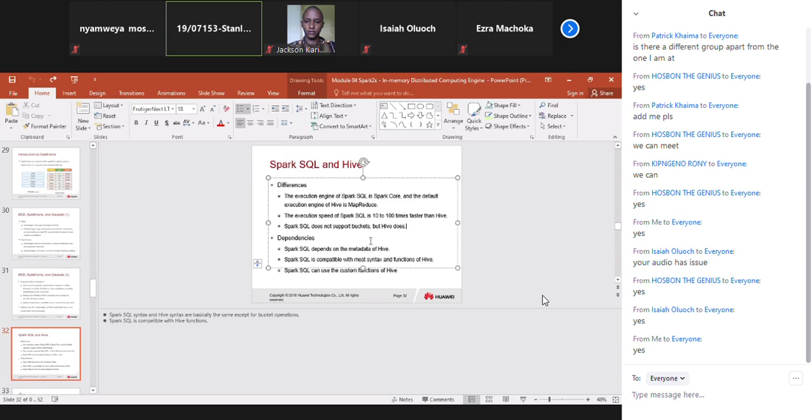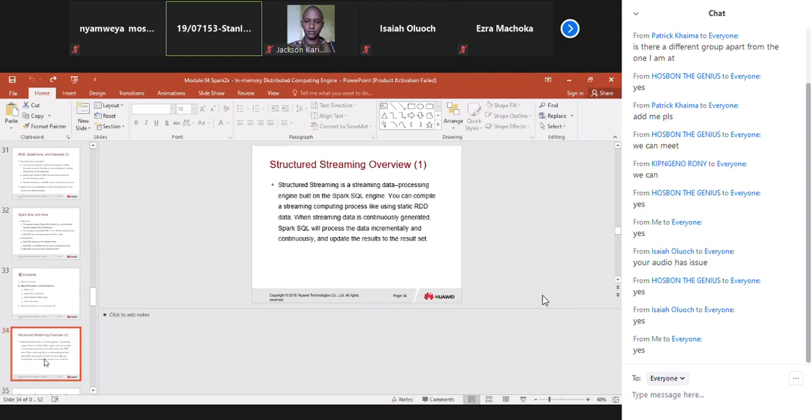Then when you talk about dependencies, Spark SQL depends on the metadata of Hive. Spark SQL is compatible with most syntax and functions of Hive, and Spark SQL can use the custom functions of Hive.